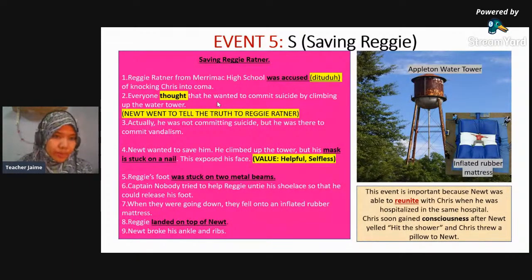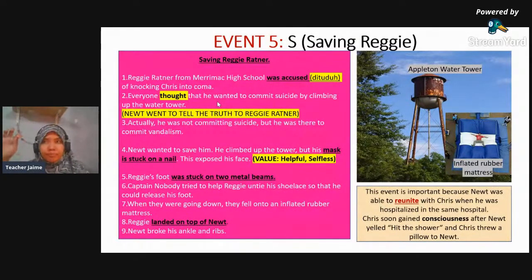And Newt, he went to tell the truth to Reggie Redner. Newt ni, he also thought Reggie Redner was trying to commit suicide. So dia, a few days before, he already had a dream. Dia dah mimpi dah. Mimpi tu, it was like actually a replay kejadian yang berlaku dekat Padang when his brother was knocked down into coma. And he somehow saw it again, everything. Hari tu dia lupa, dia nampak balik in his dream.